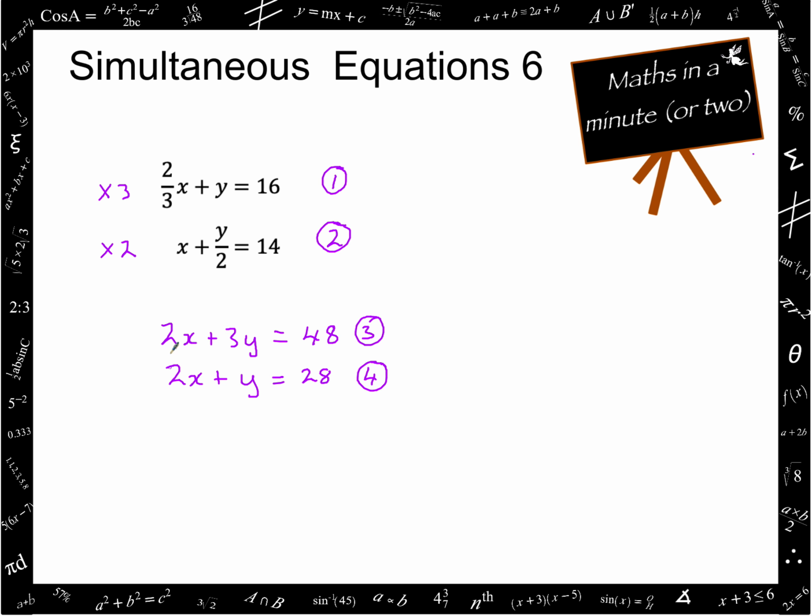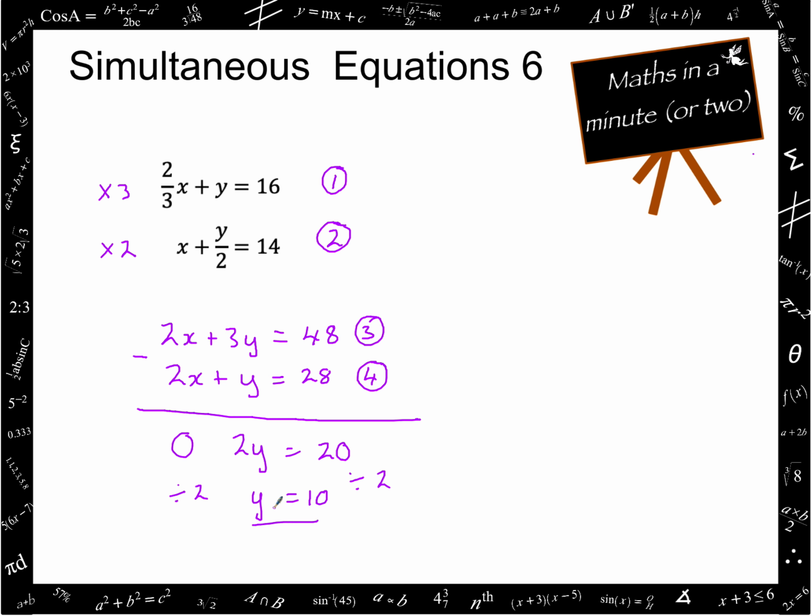Now we can see that we have a match. If you didn't have a match at this stage, you could go ahead and say double the top row or whatever you'd need to do in order to make your match. But we do have a match now, so we can just go ahead and subtract. So 2x minus 2x is nothing. 3y minus y is 2y. 48 minus 28 is 20. Divide both sides by 2 and we have y equals 10.